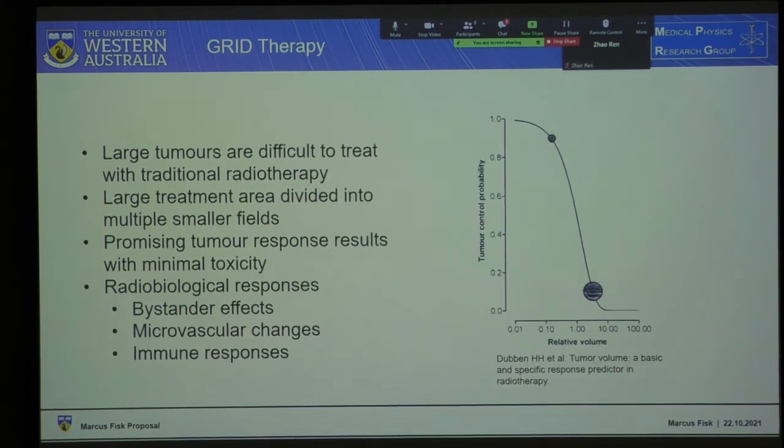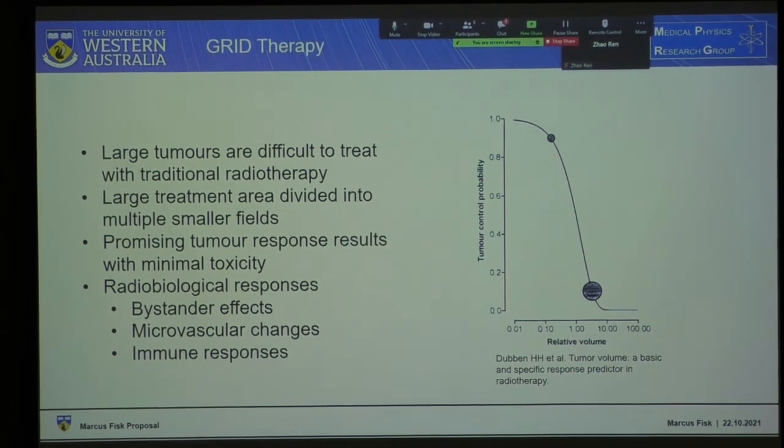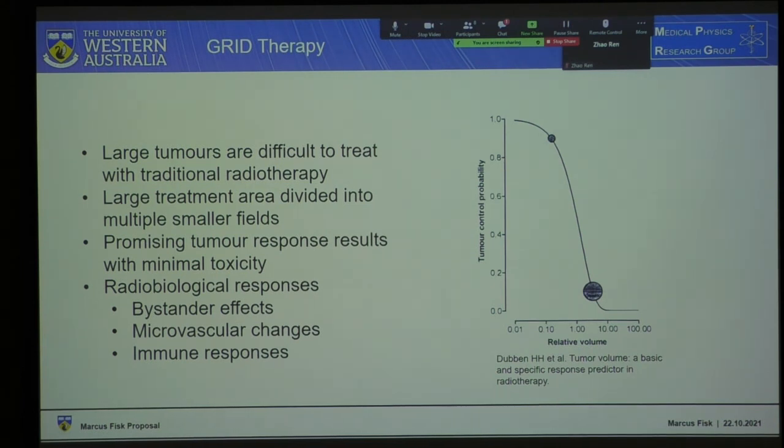The reason this is the case is because large tumors are difficult to treat with traditional radiotherapy. As the tumor size grows, the volume of normal tissue that has to be irradiated increases, and that puts a limit on how much dose we can give due to normal tissue complications. On the right here, we have a graph from a study in rats relating the tumor control probability to the volume of the tumor. As you can see, if the volume of the tumor passes a certain point, controlling the tumor with traditional radiotherapy is very difficult.